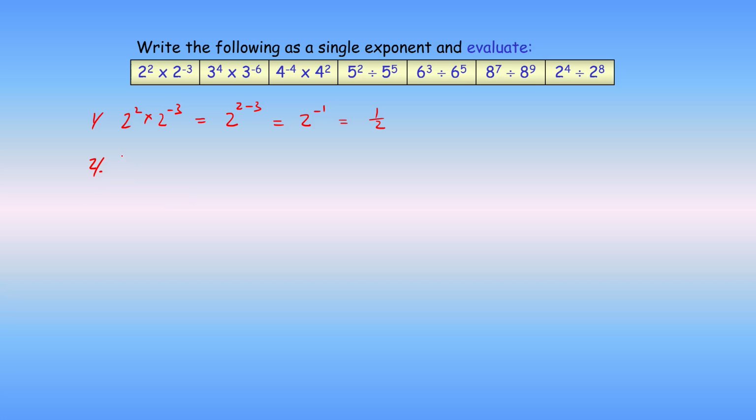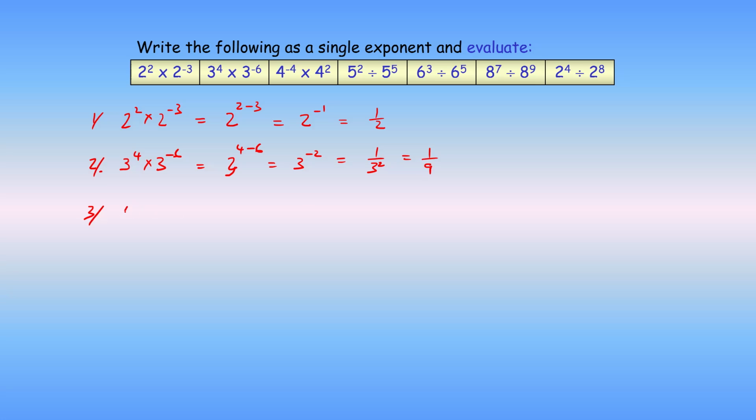Okay, so see if you're correct. We've got 3 to the power of 4 times 3 to the power of minus 6. So that's going to be 3 to the power of 4 minus 6, which is equal to 3 to the power of minus 2. 3 to the power of minus 2 is going to be 1 over 3 squared, which is 1 over 3 times 3, which is 9.